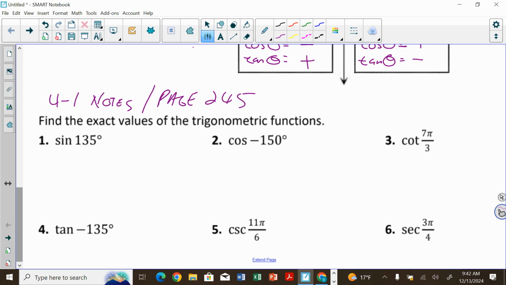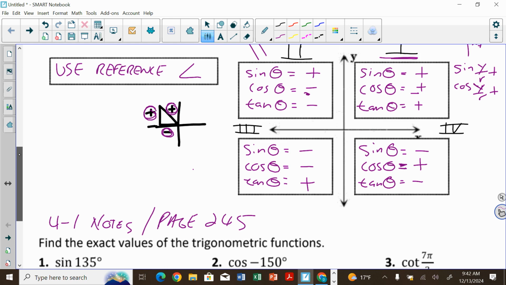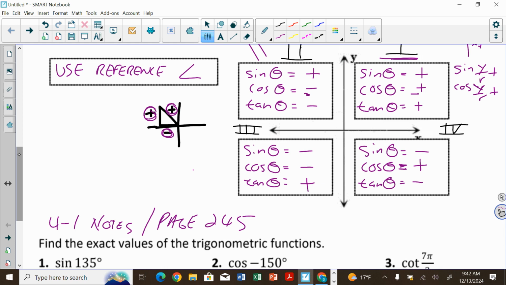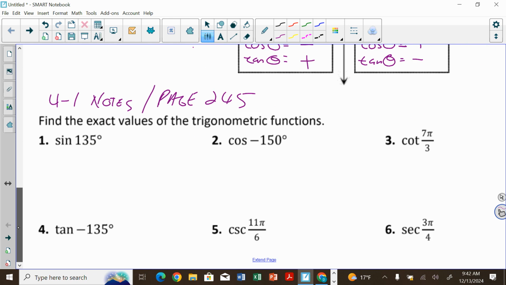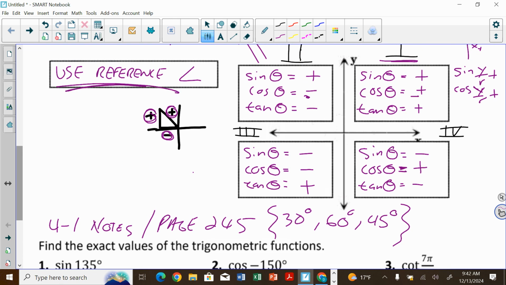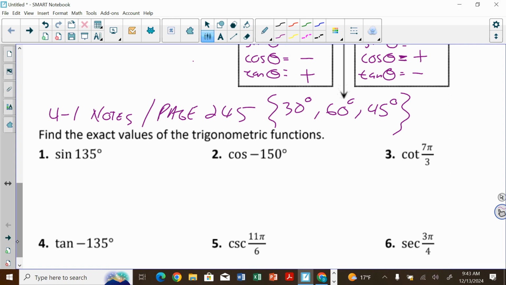So let's look at this, sine of 135. Okay, so I want to use the reference angle, right? I don't want to use 135. I want to use a reference angle, so I'm using acute angles that are always positive, because that's what I have on the chart. I have 45s, 30s, and 60s, okay? 30-degree angles, 60-degree angles, and 45-degree angles. So that's why I want to use the reference angle here, because that's what I'm going to be dealing with. 30s, 60s, and 45s, okay?